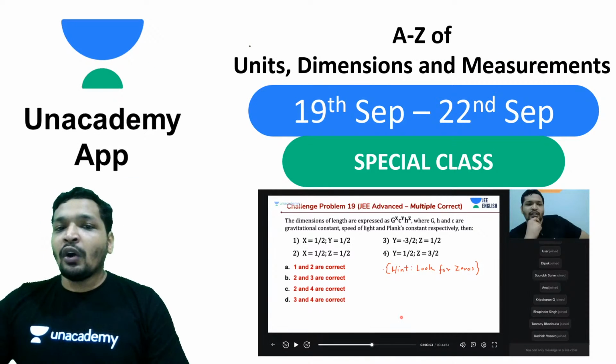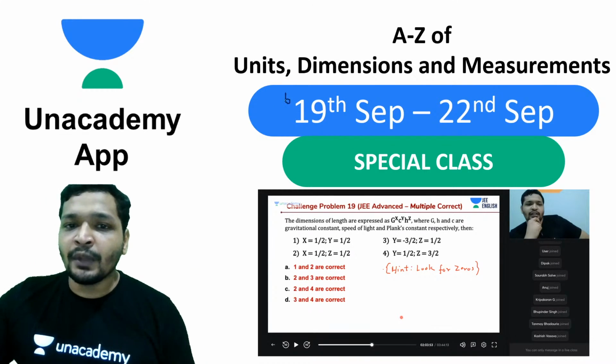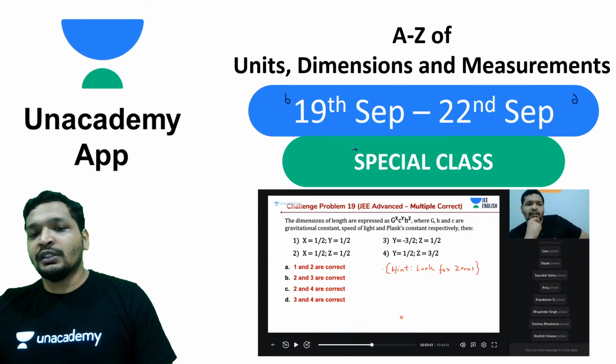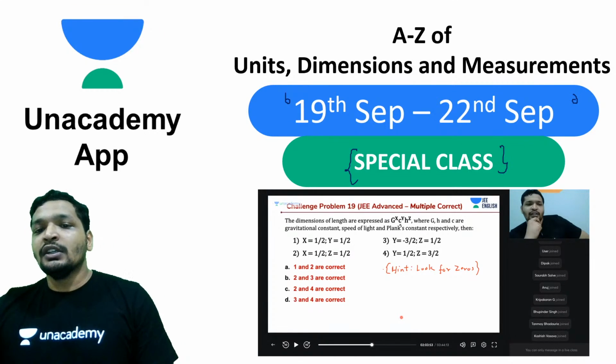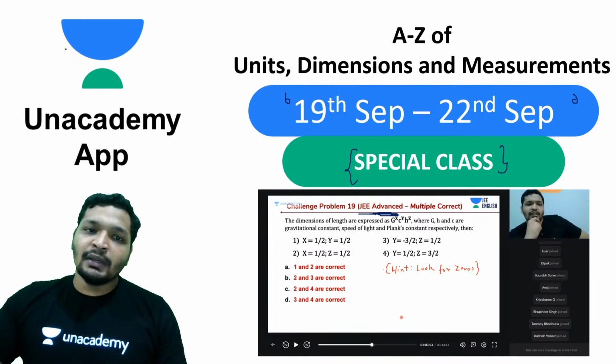That being said, we also covered A to Z of units, dimensions and measurements from 19th to 22nd of September on a back-to-back session. It was a free of cost special class, so do check it out. We discussed many JEE Advanced problems as well as JEE Mains problems.